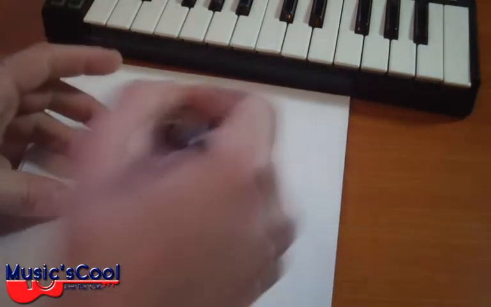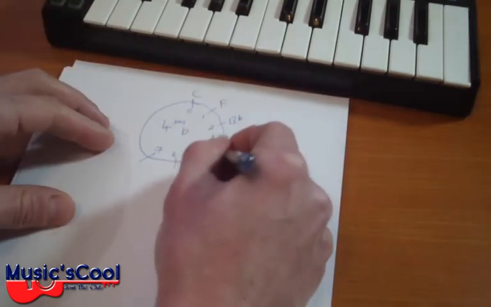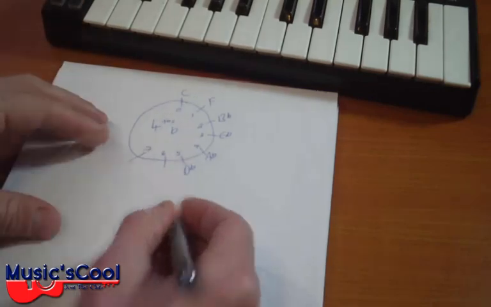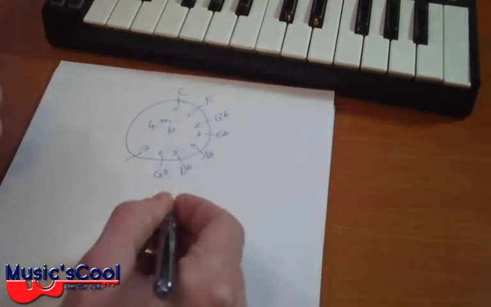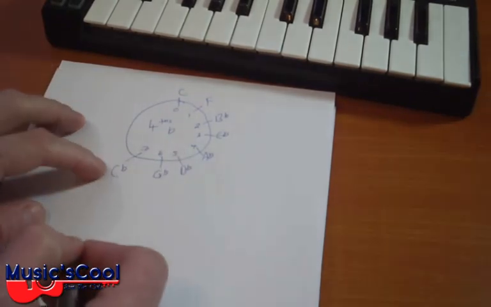B, C, D, E flat. E, F, G, A flat. A, B, C, D flat. D, E, F, G flat. G, A, B, C. We went from C all the way back to C, and this is, of course, C flat, okay?